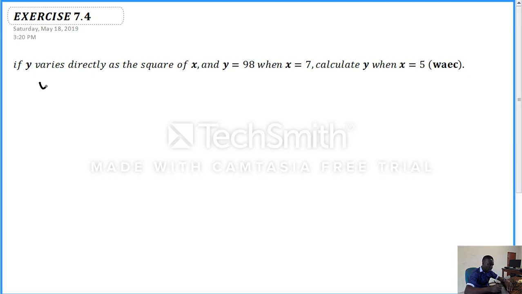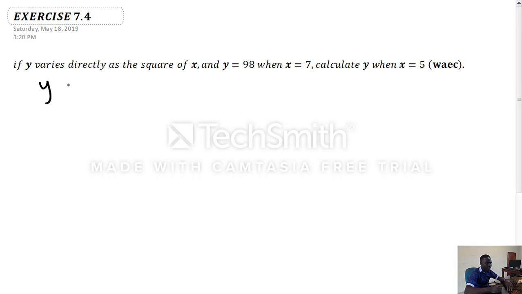So let's go. We have y varies directly as the square of x. Writing it as an equation, we have y is equal to kx squared. This is the relationship between y and x, but we cannot leave k as a letter. We have to get the value of k given x and y.